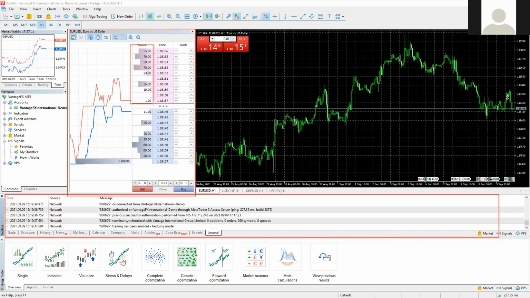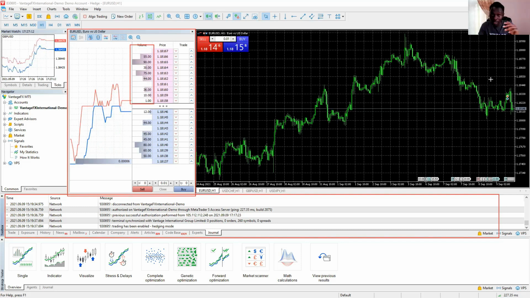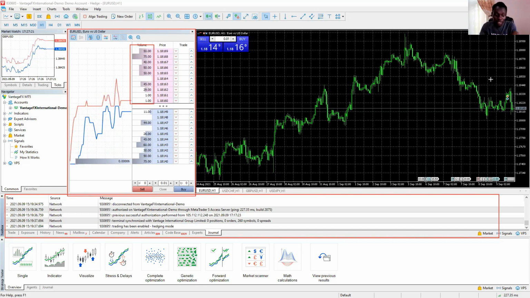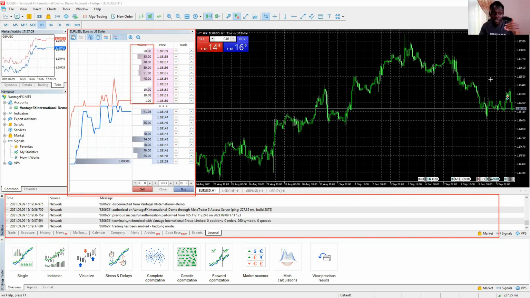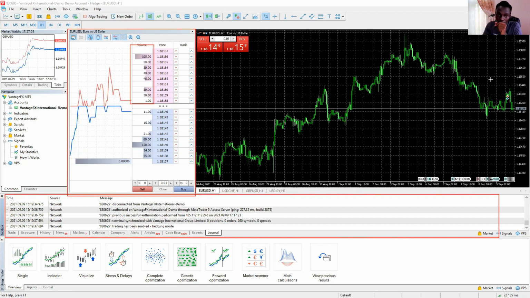The prices you see at the top there are the ask prices, and the prices you see down there are the bid prices. So if you are buying, you're buying at the ask prices, and if you are selling, you're selling at the bid prices. This shows you the volume of people trading.